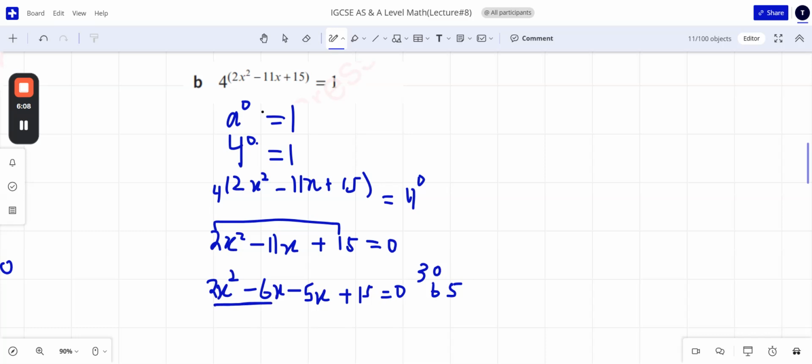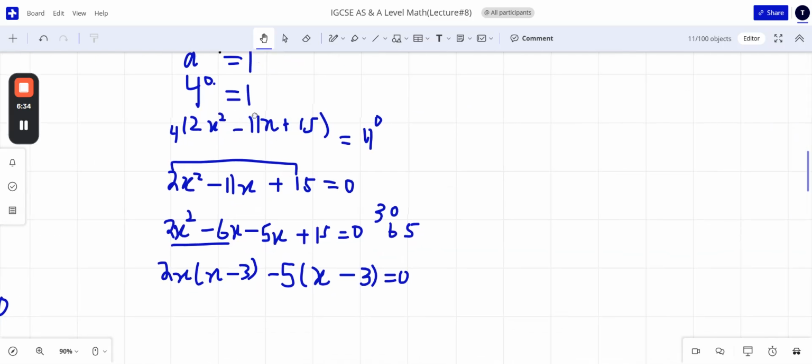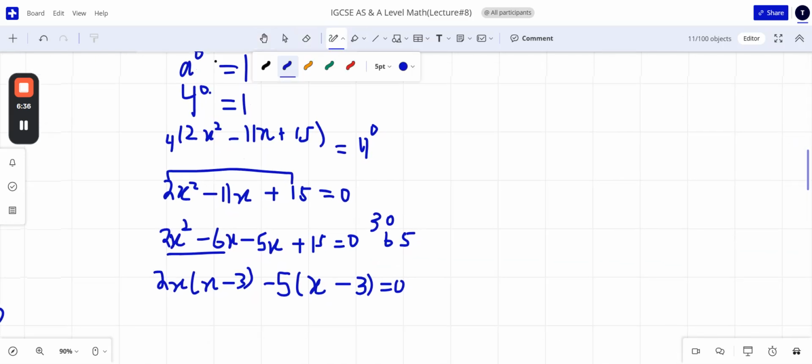Now here, what is common? The 2x is common here and x minus 3 is left. In the rest of the two terms, minus is common and then 5 is also common, so x minus 3 is left. When minus is common, the sign will change here. Plus will change into minus. Now again we will take common, so x minus 3 will be common here and 2x minus 5 is left.